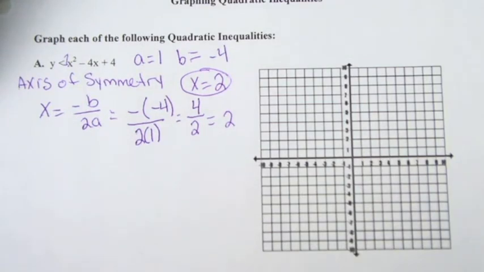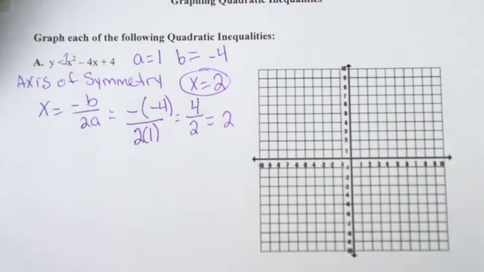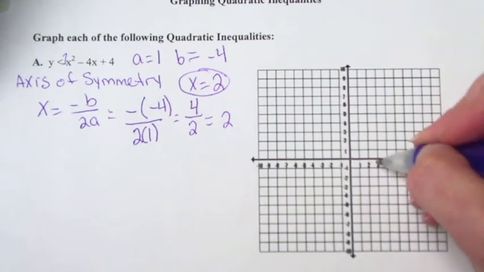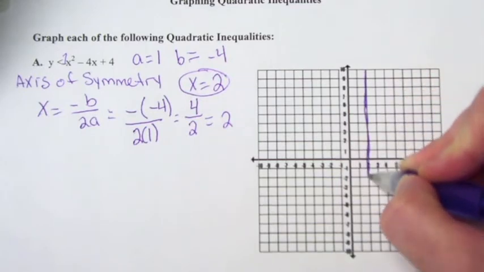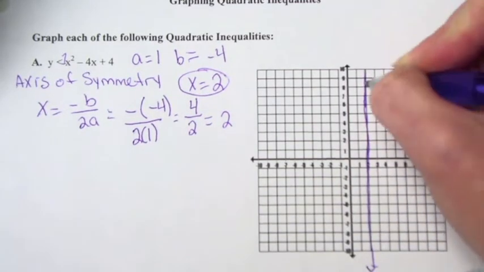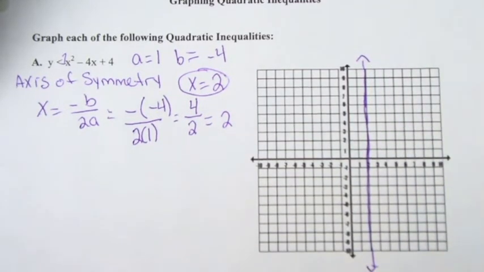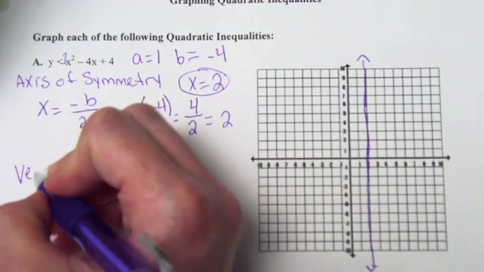So that means that's a vertical line at 2 on the x-axis. So we come over here to 2 and we draw a vertical line through 2. And that is our axis of symmetry. That'll be the center of where our parabola goes through. And then next, we have to find the vertex.